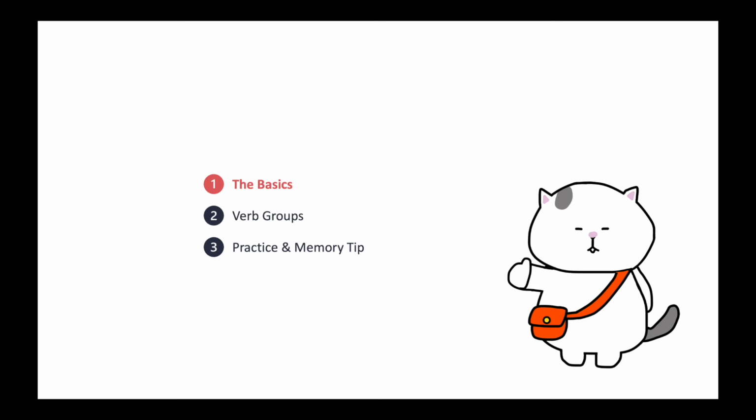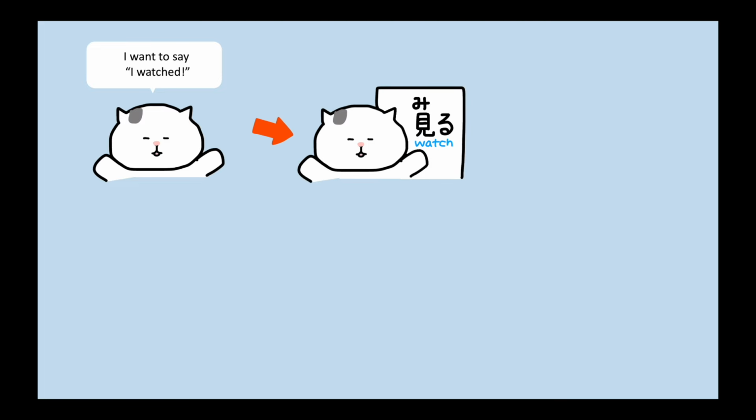In this video, we'll learn the Japanese verb groups. First of all, let's make sure we understand the basics of verb groups. Let's say you want to say I watched in a casual form. As the first step, you would look up a dictionary and find the verb.